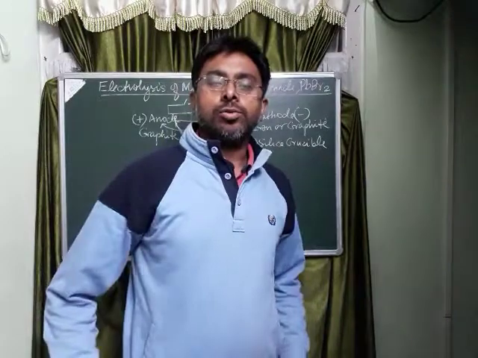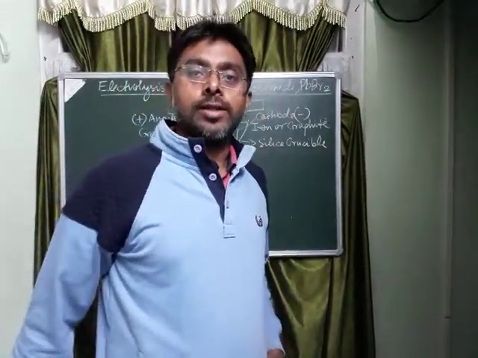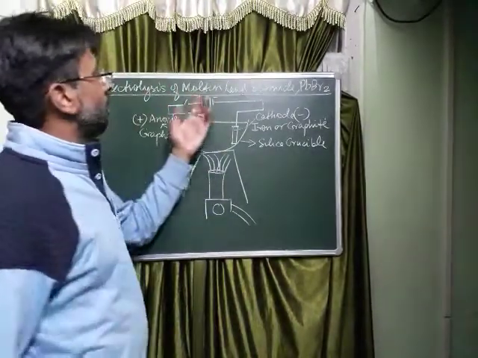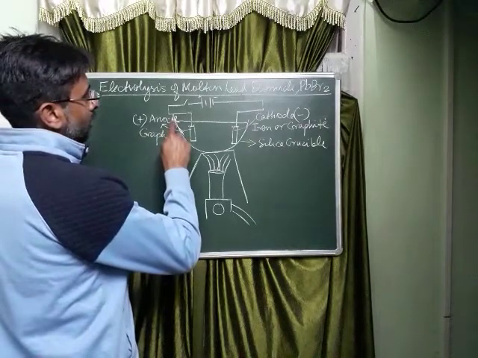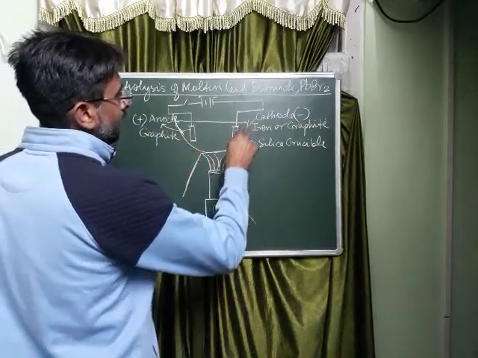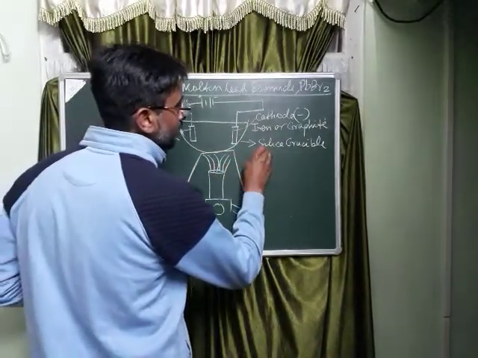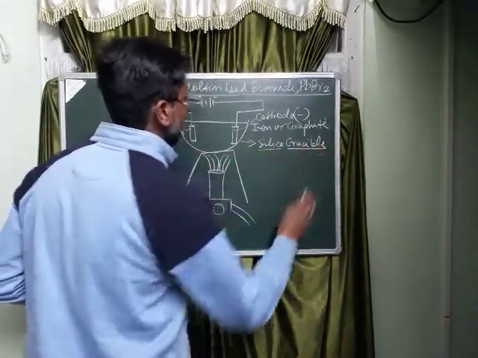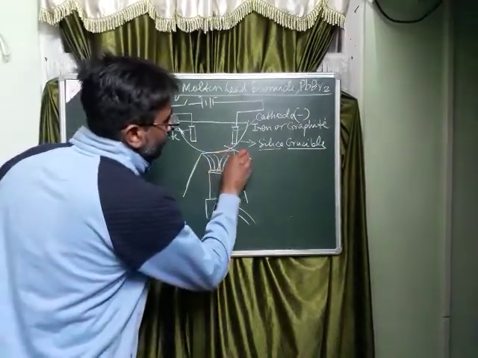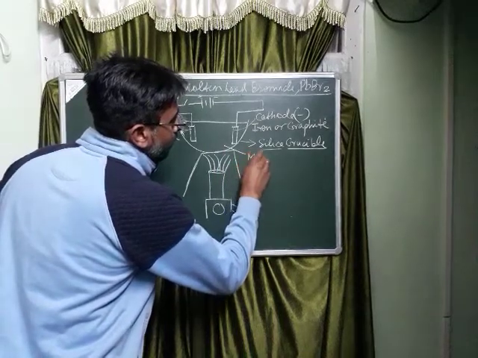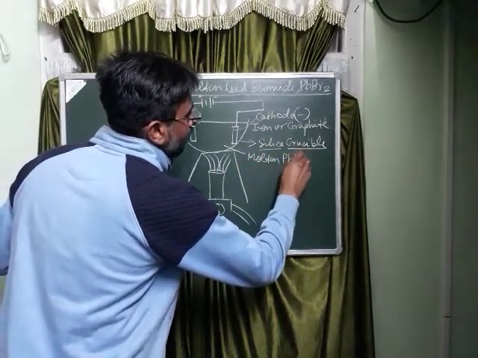Okay, let me explain the first application, use of electrolysis, which is called electrolysis of molten lead bromide. Here, if you look at the diagram, there is a container which is made of silica crucible. In this container, we have taken molten lead bromide, PbBr2.